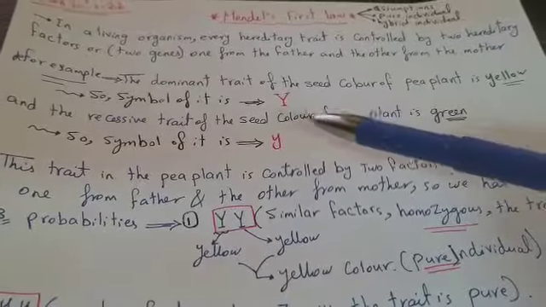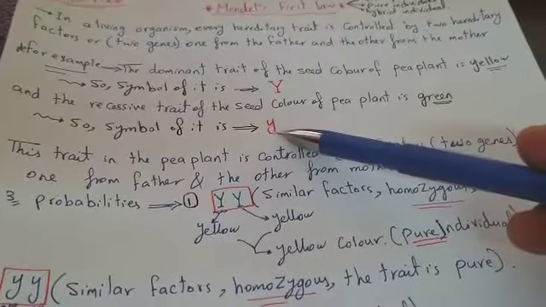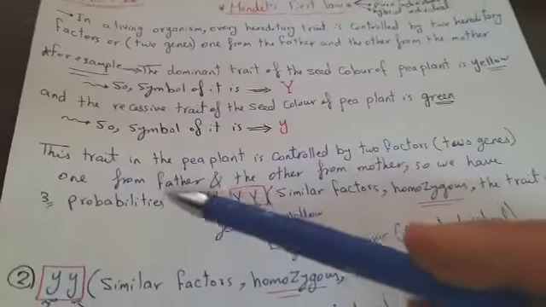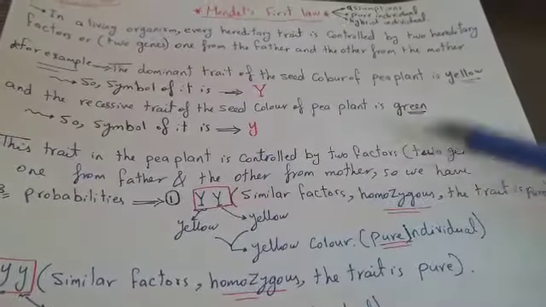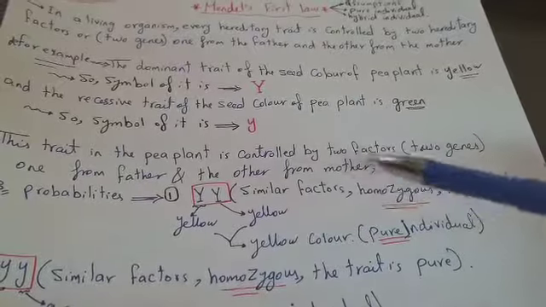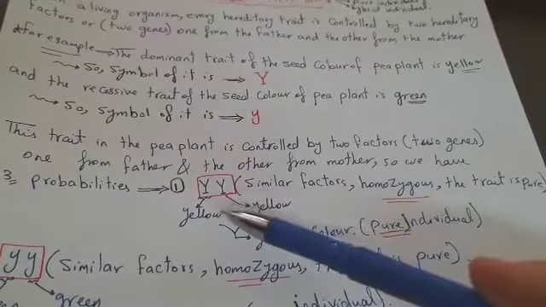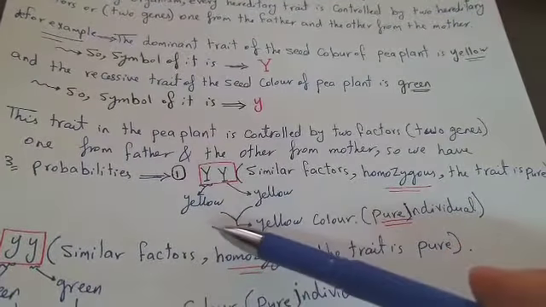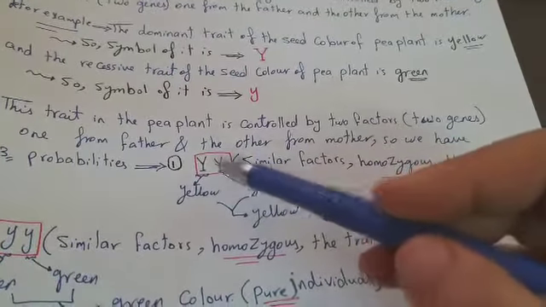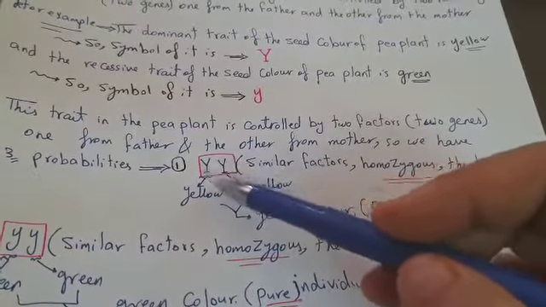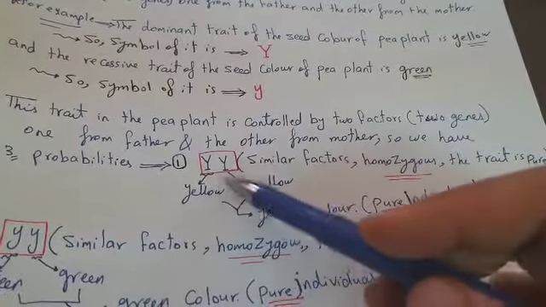So here we have Y capital for the dominant trait and Y small for the recessive trait. The trait in the pea plant is controlled by two factors, two genes, one from the father and the other from the mother. So we have three probabilities here. Number one, Y capital: this gene comes from the father and this gene comes from the mother. So finally they give us Y capital, yellow and yellow.